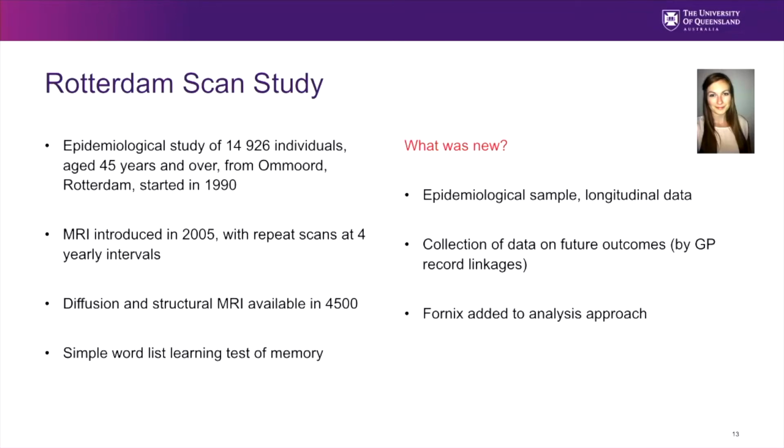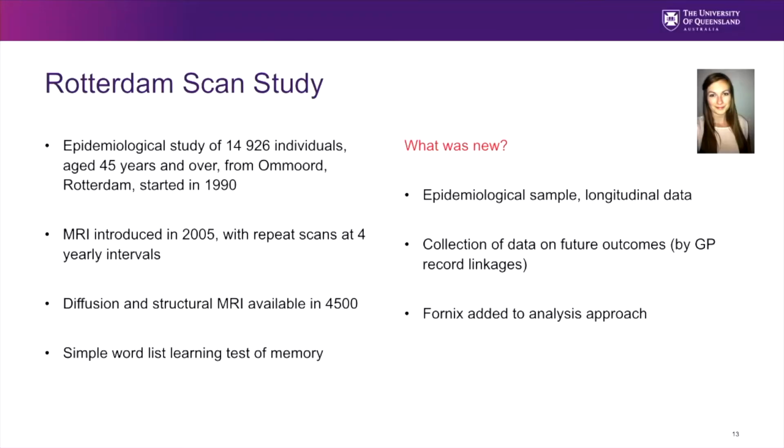An MRI was introduced into the Rotterdam study in 2005 with planned repeated scans at 4 yearly intervals. And at the point that Tavia looked to do this study, diffusion and structural MRI data was available in about 4,500 individuals from the Rotterdam study. The Rotterdam study protocol also includes a measure of memory, which is a simple 16-word list learning test. So the advantage of this was that this is a truly epidemiological sample, and this has truly longitudinal data.